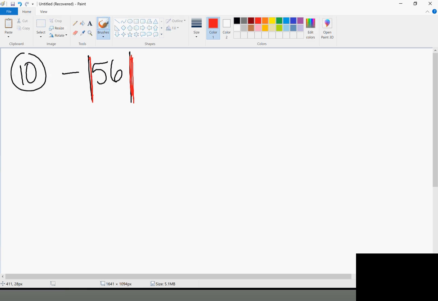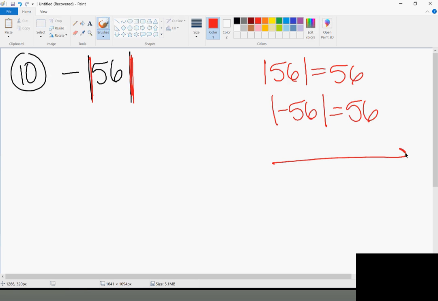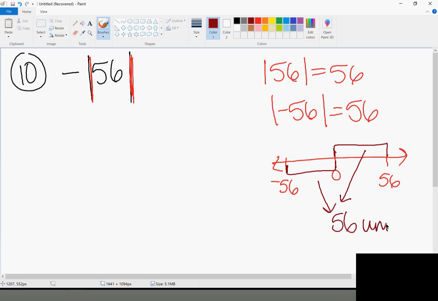Absolute value of 56 equals 56. Okay? Absolute value of 56 is 56. Absolute value of negative 56 is 56. Because again, what that is saying, if this is 0, let's say this is 56, that's negative 56. If you were to measure the distance from here to here and here to here, they would both be 56 units, or a distance of 56. So the absolute value of both of these numbers is positive 56.